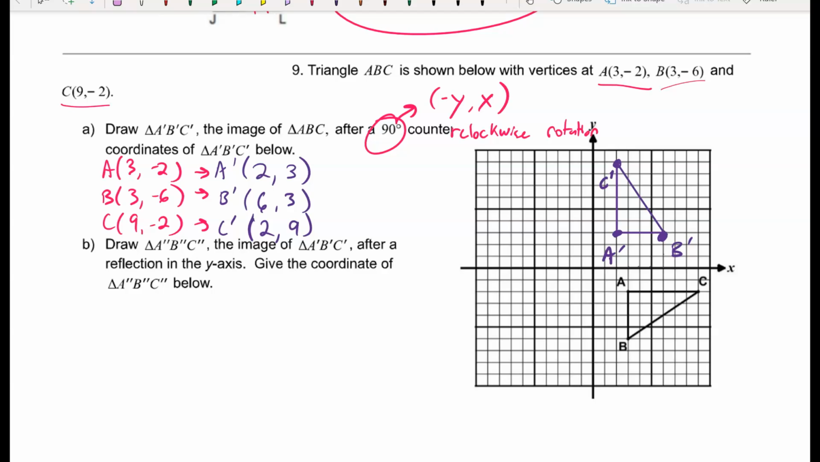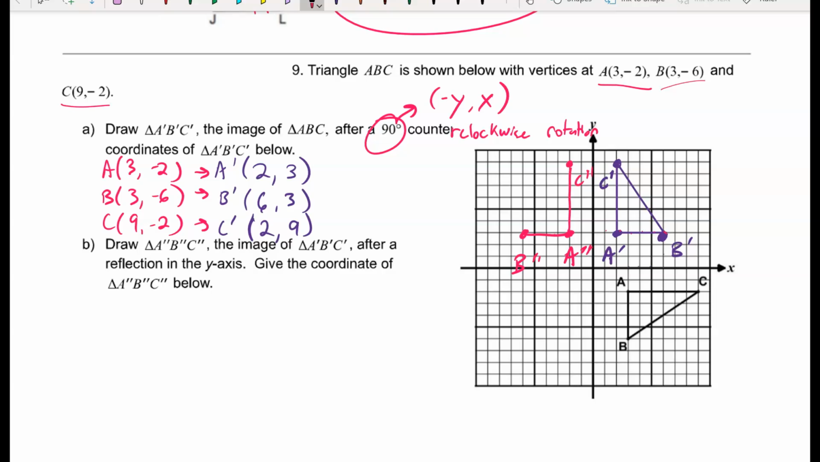Draw a triangle A double prime, B double prime, C double prime, the image of triangle A prime, B prime, C prime after a reflection in the y-axis. So remember the y-axis, y to the sky, that's the one that goes up and down. The easiest way to do this is just by counting. A prime is 2 units away from the y-axis, so I'm going to go 2 units left to get A double prime. B is 1, 2, 3, 4, 5, 6 units away, so I'm going to go 1, 2, 3, 4, 5, 6 units away. I'm in for C prime, C double prime as well.